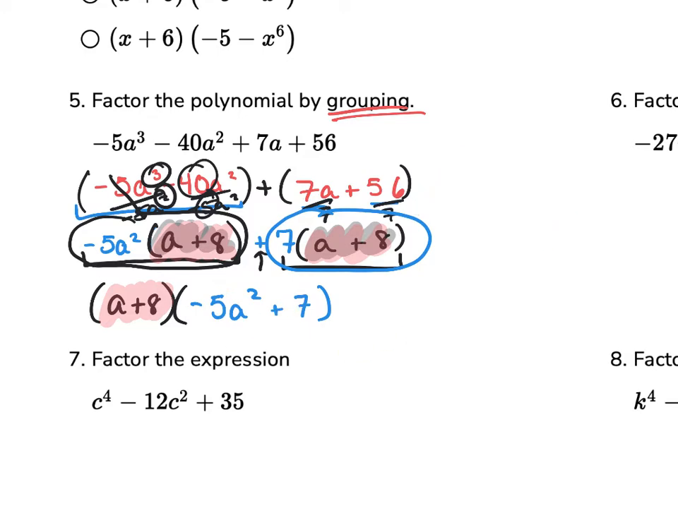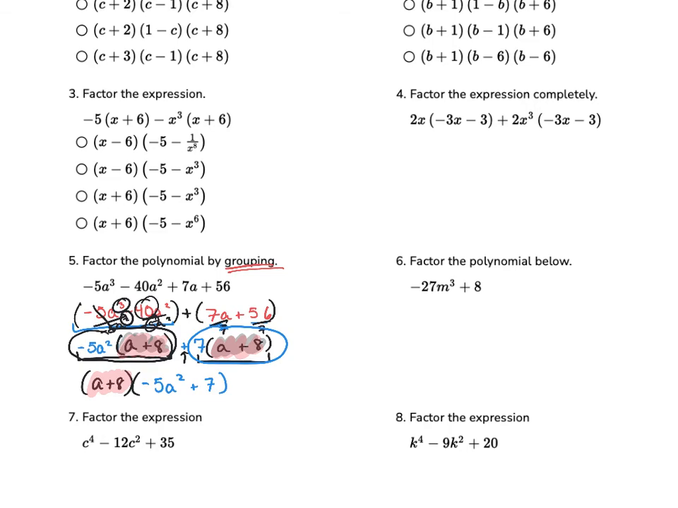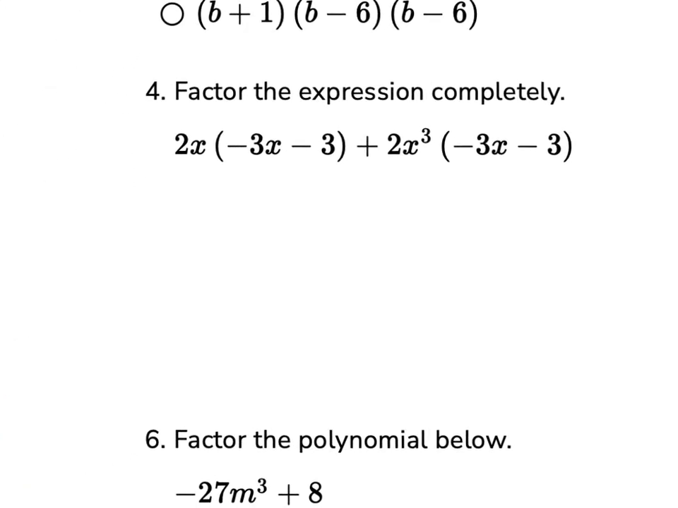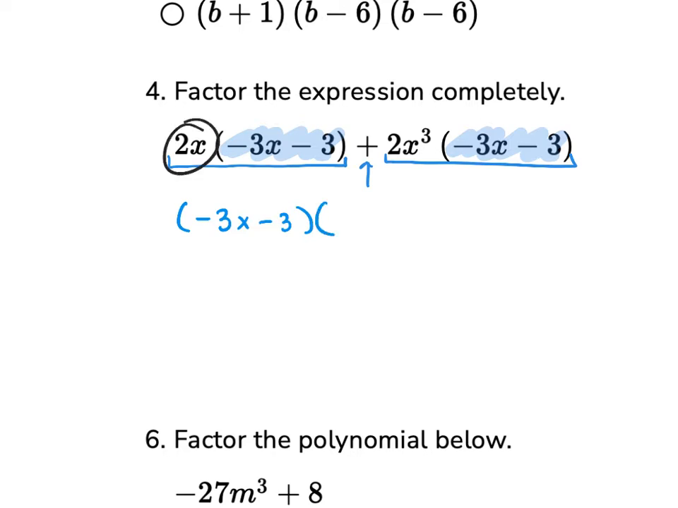Some of these were even easier than that. For example, number 4 here. If you look at that one, you can see here's the first term separated by a plus sign, and here's the other term. And those two terms have a common factor, -3x plus 3. So I'm going to pull that factor away from both of those terms. In the first term, it leaves me with just a 2x, and in the second term, a 2x cubed. And again, you'd be done here.